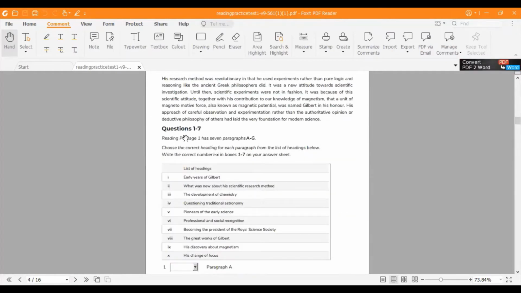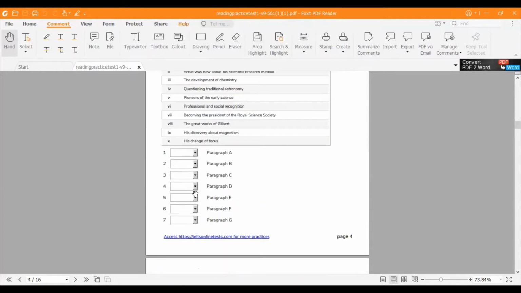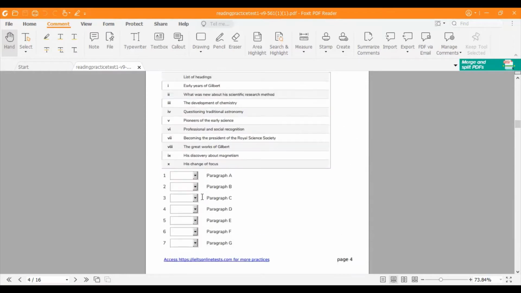Here the first question was headings, so we'll do it first. The second question is true, false, not given. We need to do the headings first, because it helps us a lot to understand the main point, the general idea, for each paragraph.